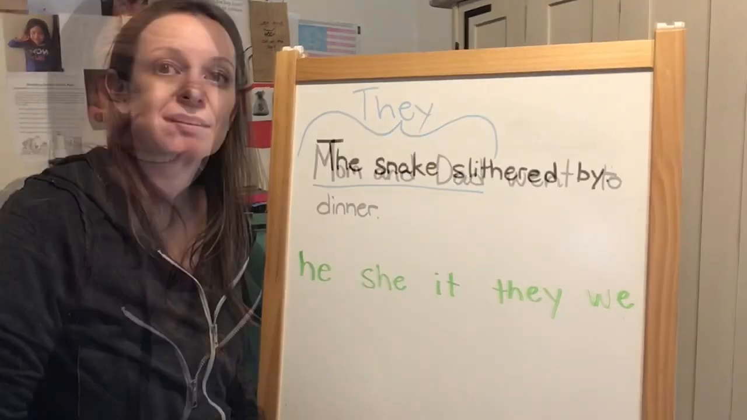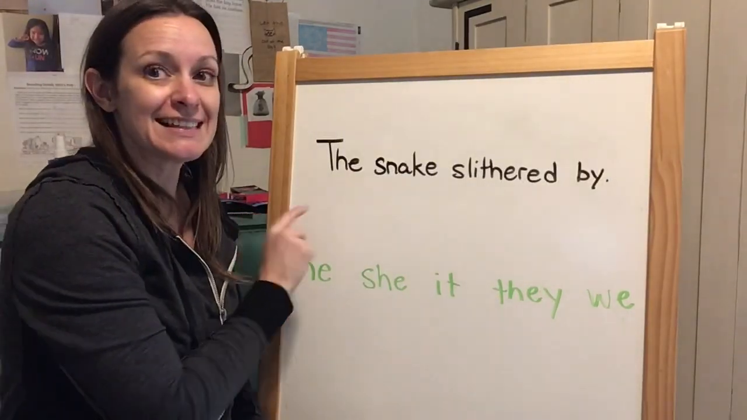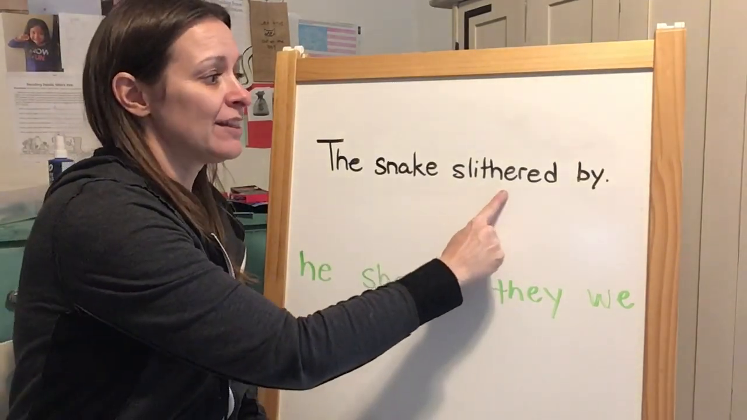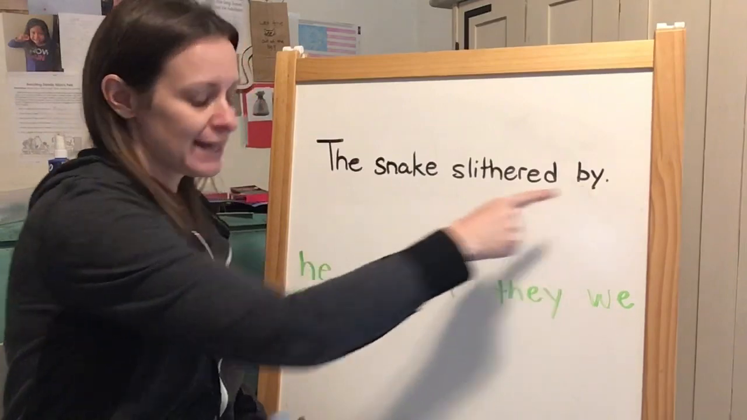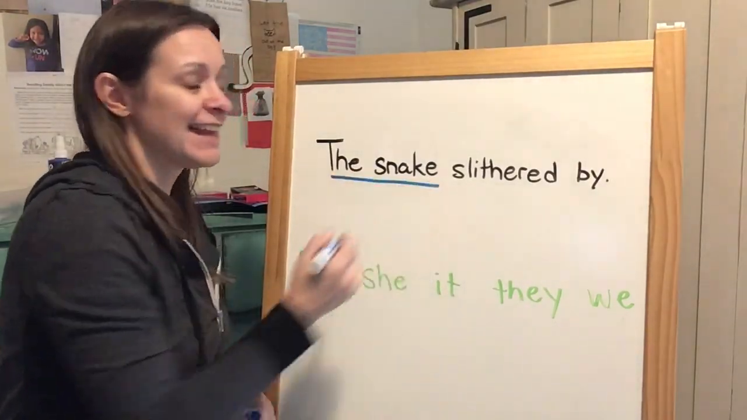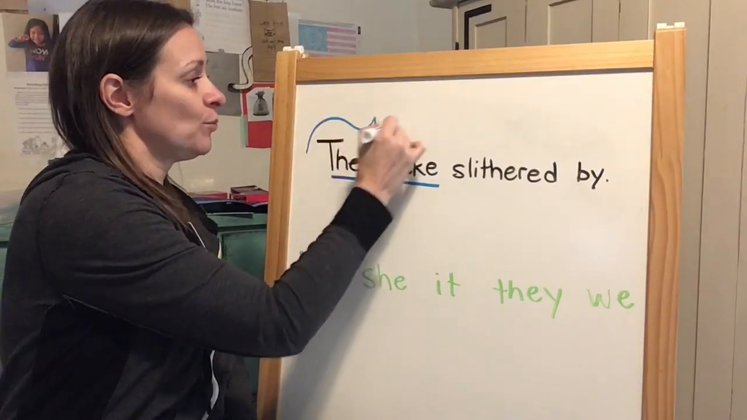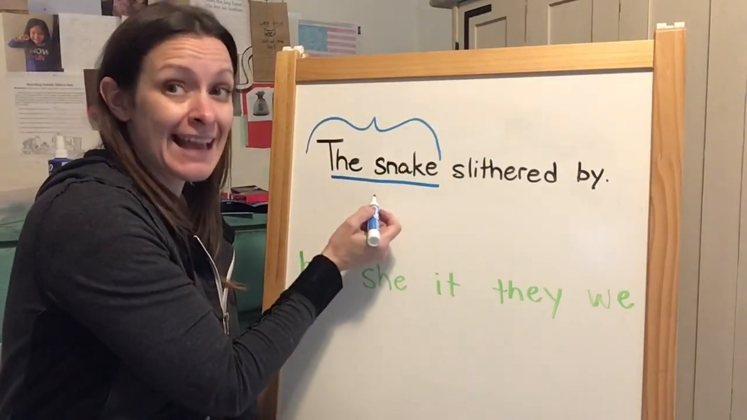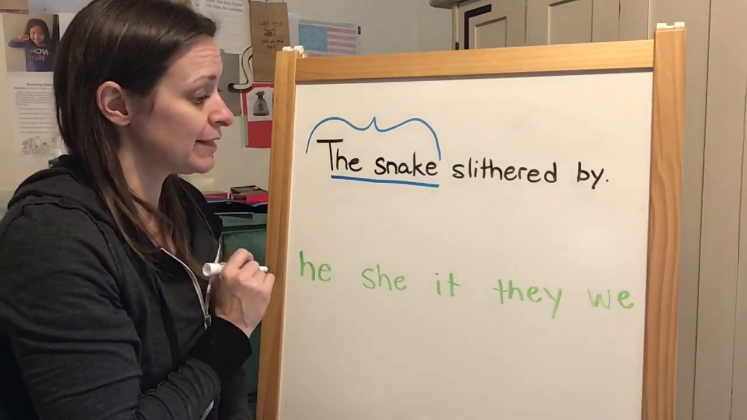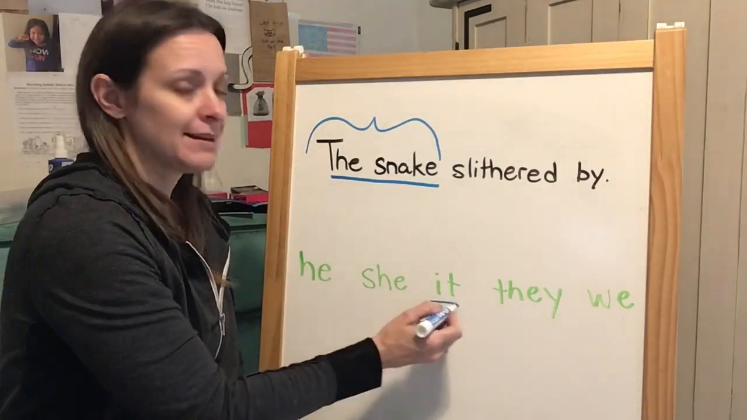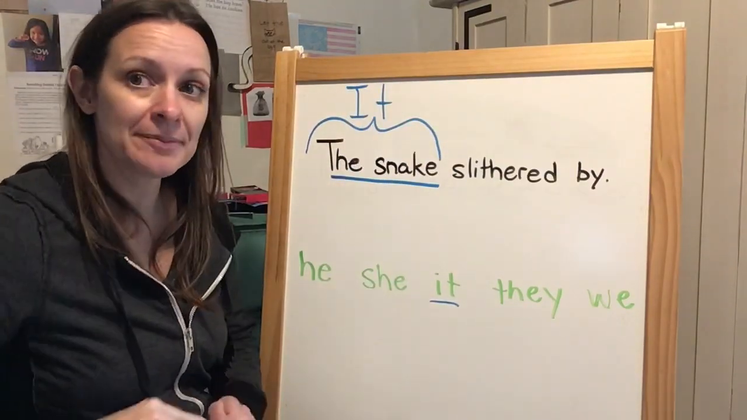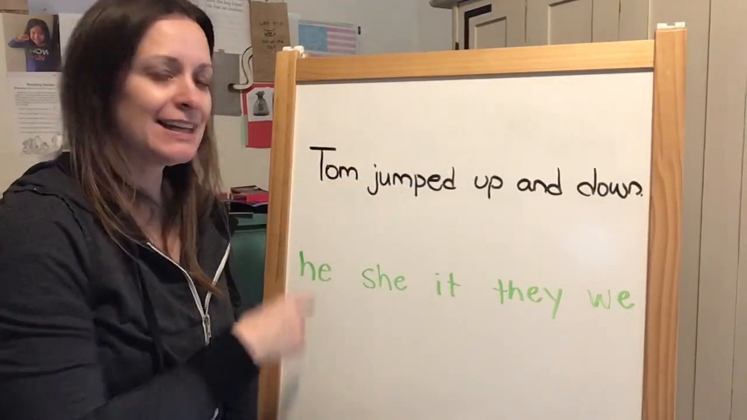I think we are. Let's read this sentence together. The snake slithered by. What slithered by? The snake slithered by. And we know that this is an animal, which is a thing in our nouns. So what would we replace a thing with? Which pronoun? It. Good job. It slithered by.